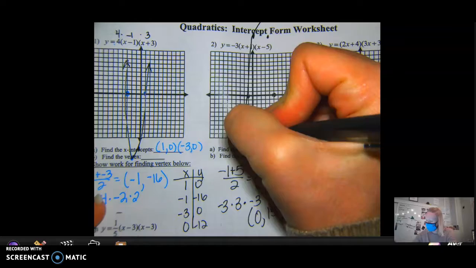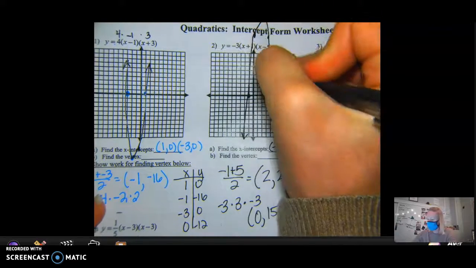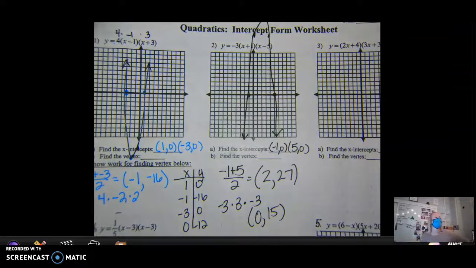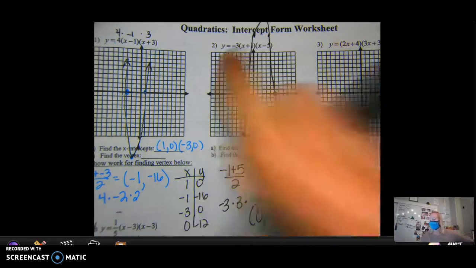Should this be going down? My quick check. Should this be going down? So how do I know it should be going down? Someone new. So tell me, how do I know it should be going down? My a value is negative. Perfect.